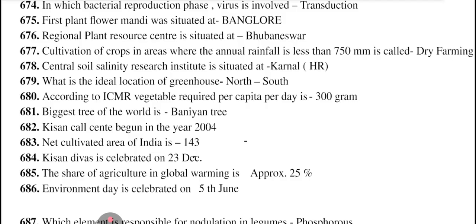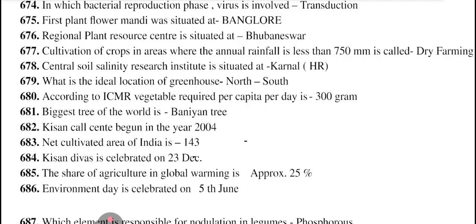Central Soil Salinity Research Institute is located at Karnal, Haryana. Ideal location for greenhouse is north to south. According to ICMR, vegetable required per capita per day is around 300 grams. Biggest tree of the world is banyan tree. Kisan call center began in 2004.